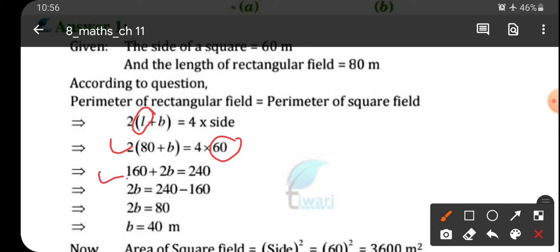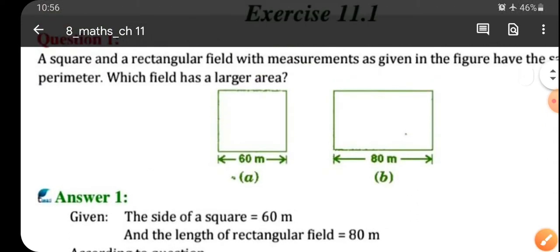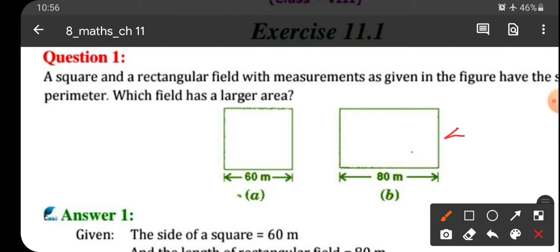2 into 80 is equal to 160. 2 into B is equal to 2B. 4 into 60 is equal to 240. So 2B is equal to 240 minus 160. So 2B is equal to 80 and B is equal to 40 meter. Now you have the value of B, the breadth, that is 40 meter.